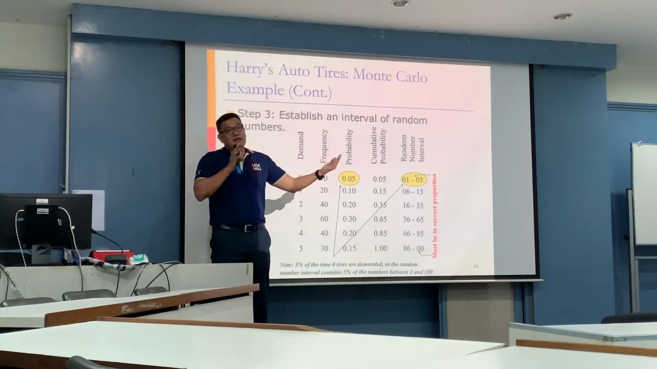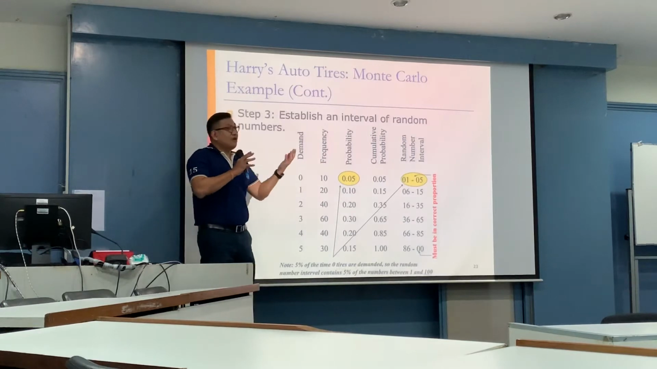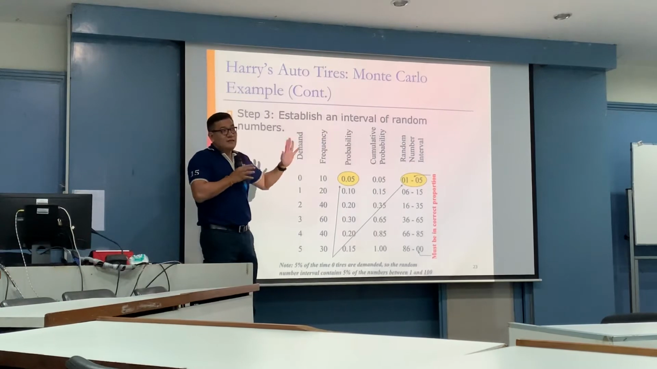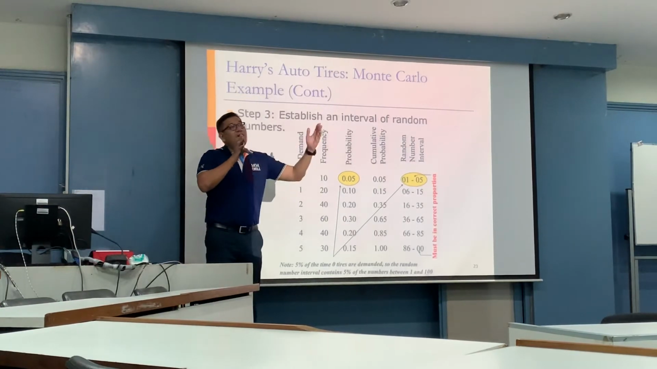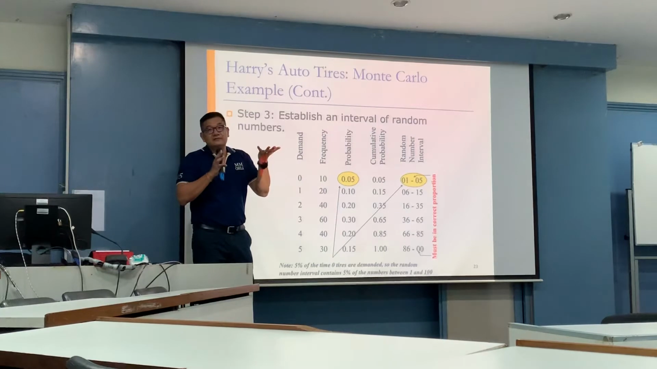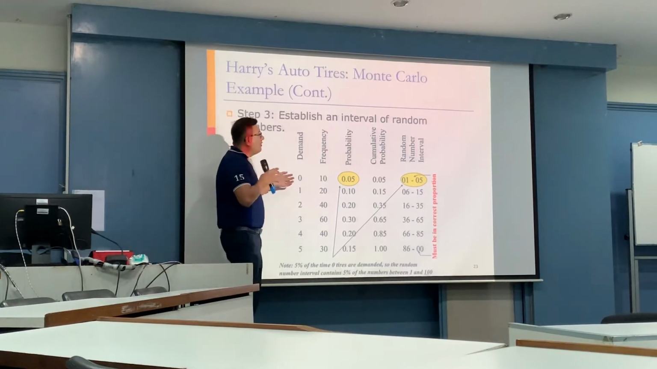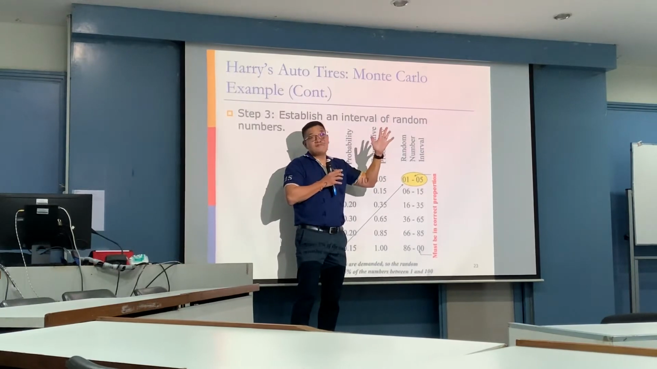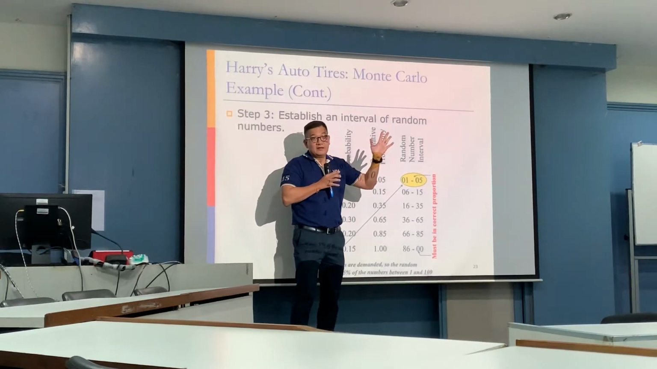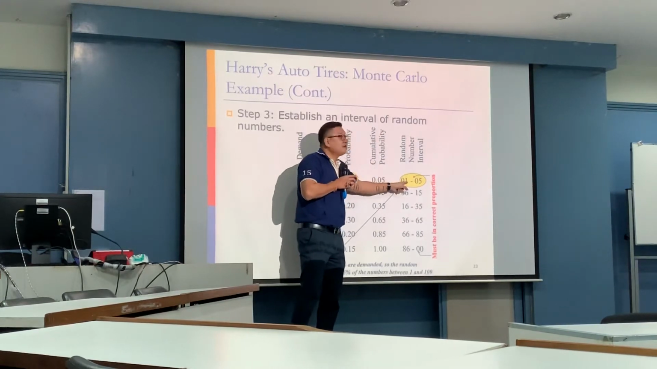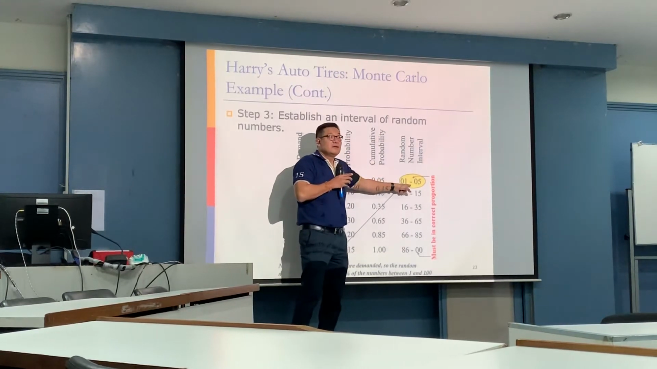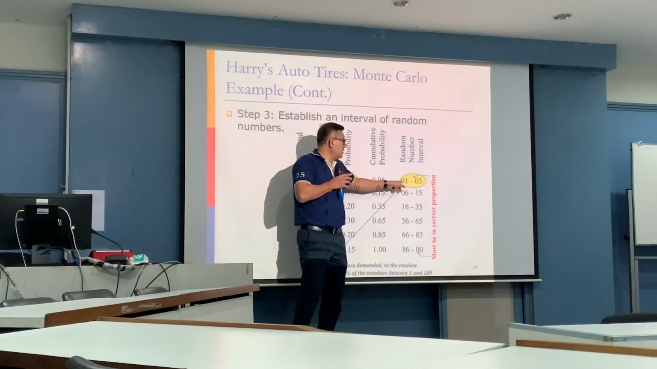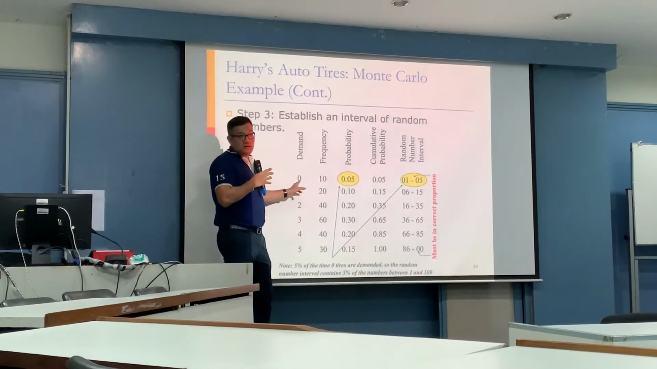So let's say we have 100 numbers, right? And based on 100 numbers, we know that in the past historical data, 5% of demand equals 0. So 5% from 1 to 100 is just 5 numbers, right? So we start with 01, and just 5 numbers: 01, 02, 03, 04, 05. So this is 5 numbers, 5% of 100. So this is the range of random numbers from 1 to 100 that we can use to represent demand equal to 0.